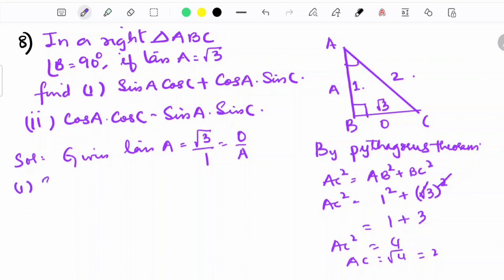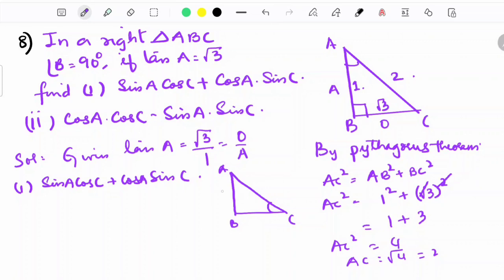first one, sine A cos C plus cos A sine C. Okay, now for sine A, this is the figure. Now for angle C, if we are considering C, A, B and C, this becomes opposite and this becomes adjacent. Hypotenuse remains as it is. Hypotenuse is 2, here it is 1 and this is root 3. Okay, so we can see both the figures. For A the top, for C the lower bottom one.